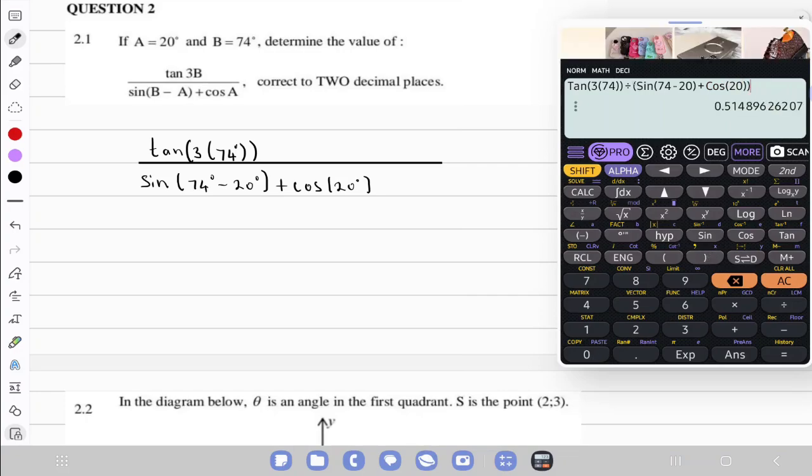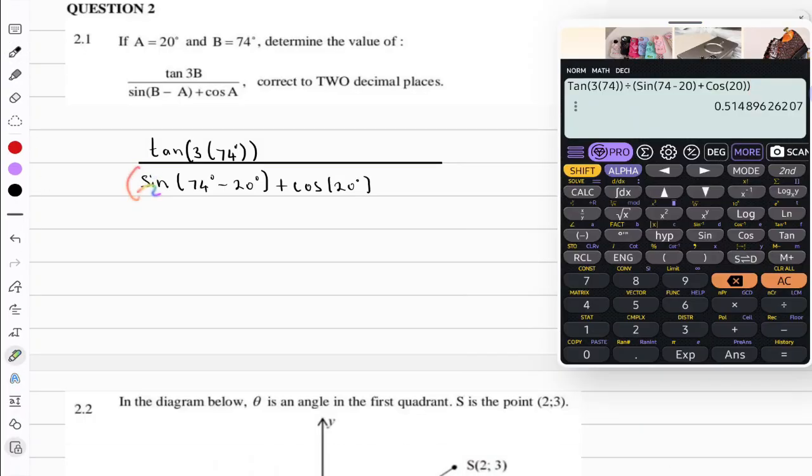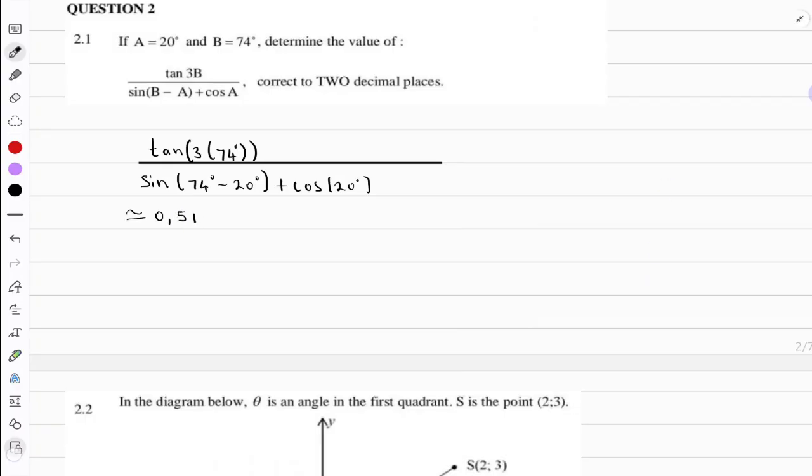So notice I used the bracket here on the calculator. I put this whole expression in brackets because you're dividing by the whole expression. So don't forget to include these brackets on the calculator. So this gives us 0.5148. Correct to two decimal places, that is 0.51.